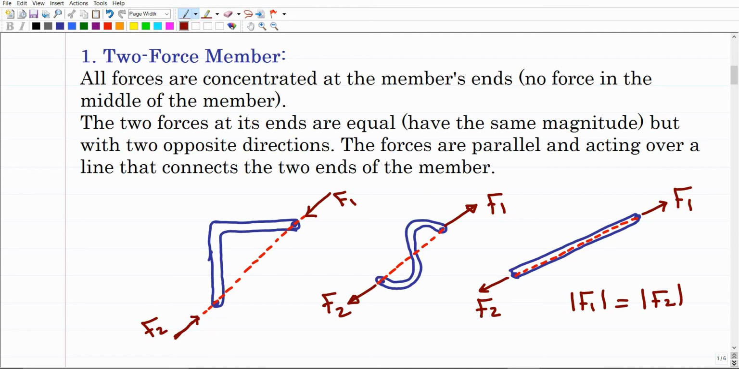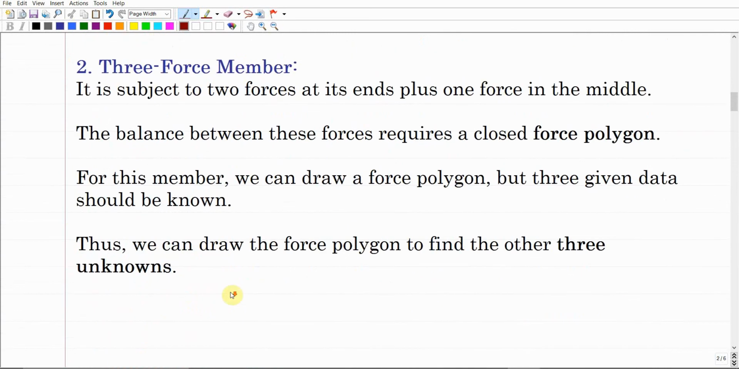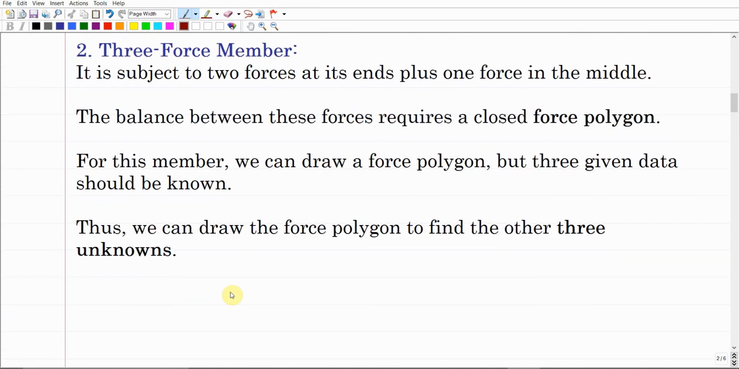So 4 things. If you already knew 2 things, or even 1 thing, you can come up with the other parameters for this member without drawing, without doing any calculations. It is a direct procedure: these forces should have the same magnitude but opposite directions, and their line of action should be along the line that connects the two ends of the member. Make sense? So this is the first type of member, which is very simple and straightforward.